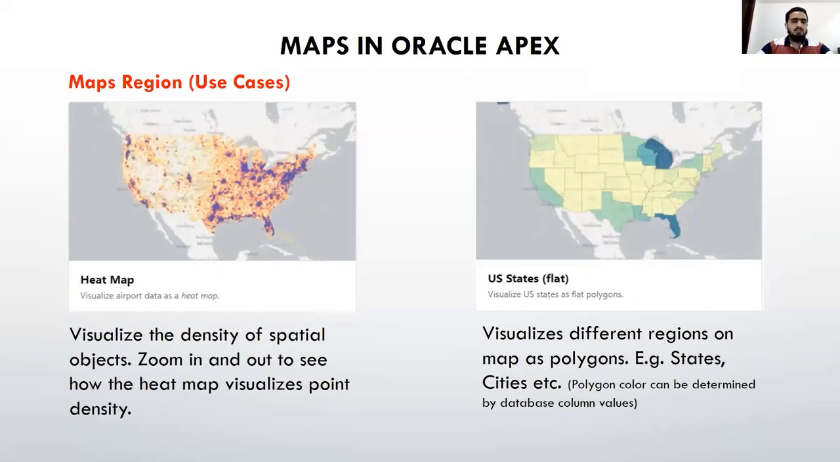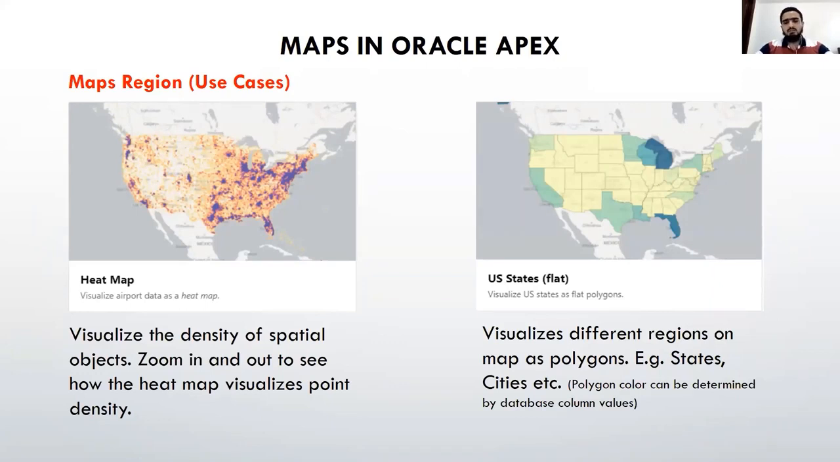The next one is heat map. Heat map, if we want to show the density of our data, for example, in which specific location how many data points are available, to show the density of our data we can use the heat map, and after zooming in or out, the density will be increased or decreased accordingly.